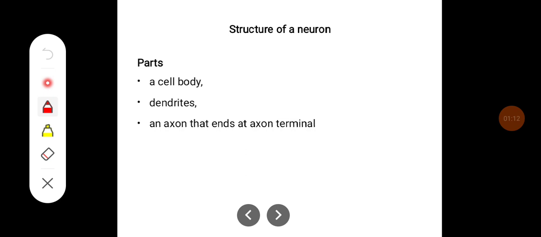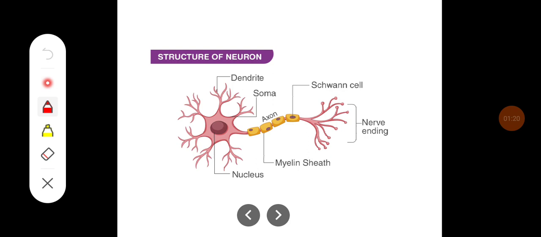The different parts of the neuron are a cell body, dendrites, and an axon that ends at the axon terminal. So this is the structure of a neuron, showing the cell body and the terminal. The head is made up of dendrites, and it is occupied with the nucleus, where the axon is myelinated with the myelin sheath by the Schwann cells, and these are the nerve endings with the terminal knobs.